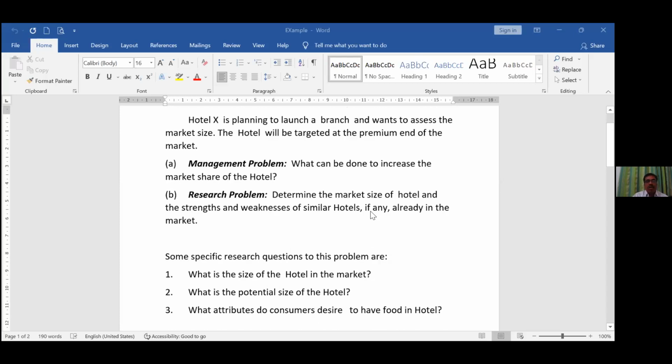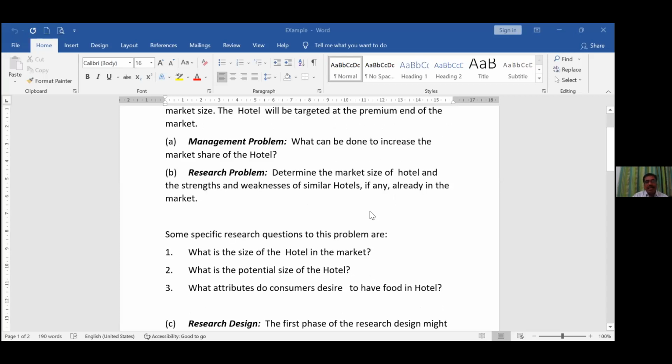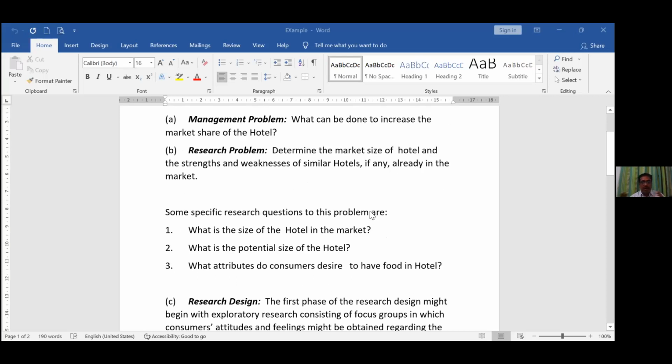Now you are going to address this research problem. How are you going to address it? These are the specific research questions. What is the size of the hotel in the market? You don't know anything. What is the size? What's our market share? So normally it will come under exploratory research design.